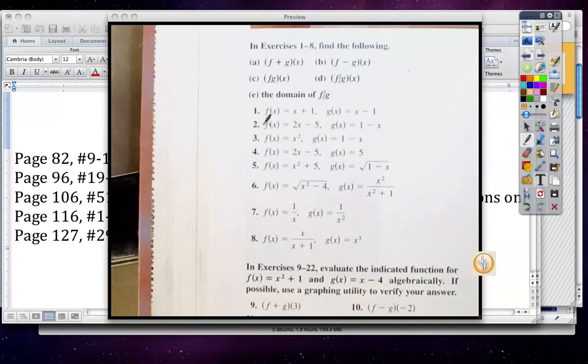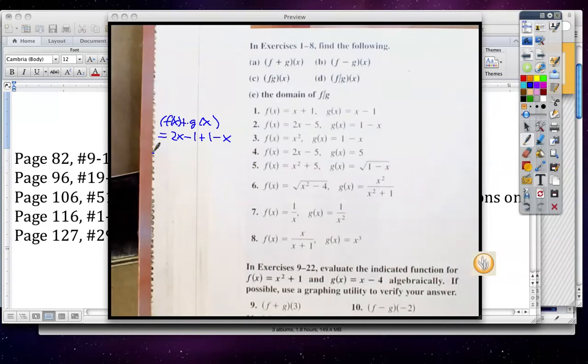Okay, so taking this one here, if I do f plus g, that's f of x plus g of x equals 2x minus 1 plus 1 minus x. Oh, yeah. Okay, you're right.